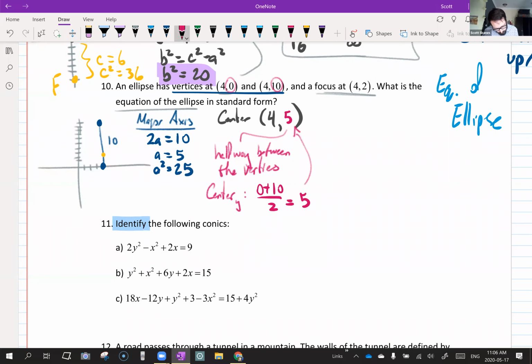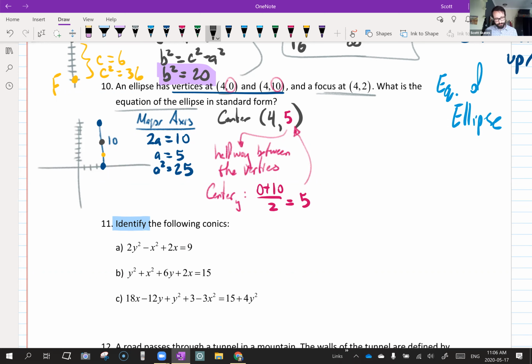So just a little extra information there. Of course, you don't need to write all that. But how do you get the center? You just go halfway. Look, one vertex, the other vertex. I can look at this directly and say the center must be in the middle. And so I have it.